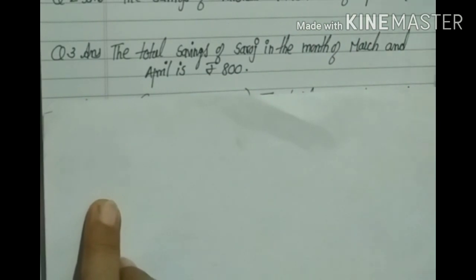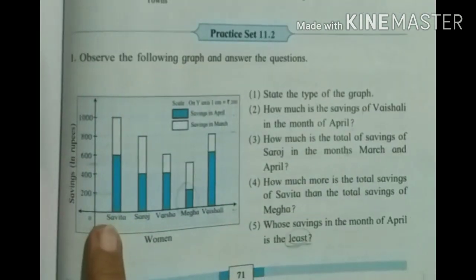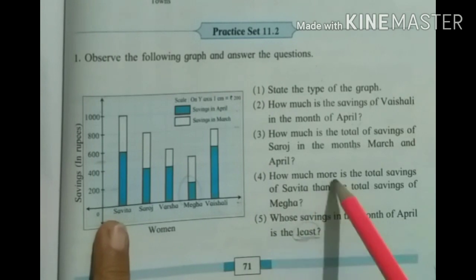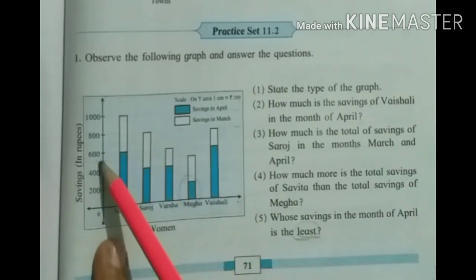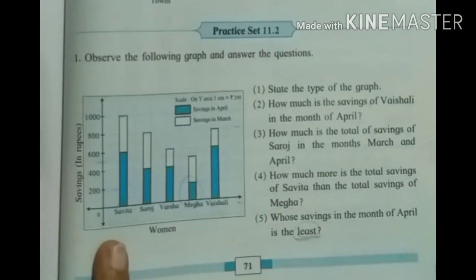Now move to the fourth one. How much more is the total savings of Savita than the total savings of Megha? What is Savita's saving total? 1000. And what is Megha's saving total? Here see 600 and 400, in the middle it is there. It means it is 500. Okay, total saving of Megha is what, children? 500. So the answer will be, children, you have to write fourth one.